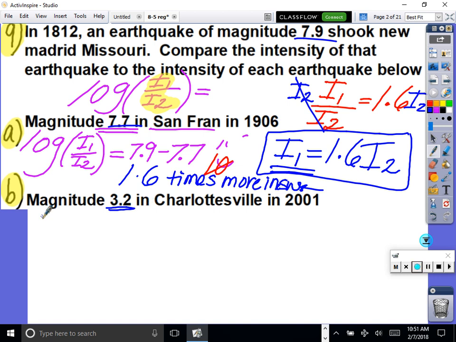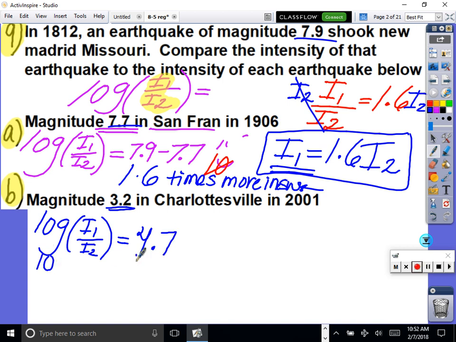So let's compare these ones. Log of intensity 1 divided by intensity 2 is equal to magnitude 1 minus magnitude 2. That minus that is 4.7, everybody. So now we would base 10 both sides. Intensity 1 divided by intensity 2 is equal to 50,118 point something. So type into the calculator 10 raised to the 4.7.